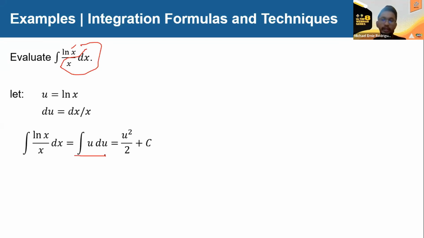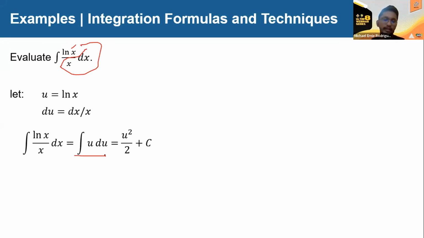So, ang pwedeng i-let natin dito ay yung ln of x. Kasi we know that the derivative of ln of x is dx over x. Okay? So, gawin natin yun. So, we let u is equal to ln of x. And then, we get the du, we have dx over x. Okay? So, we have ln of x, and then this is the dx over x. Okay? And then, substitute natin. So, we have the integral of u du.